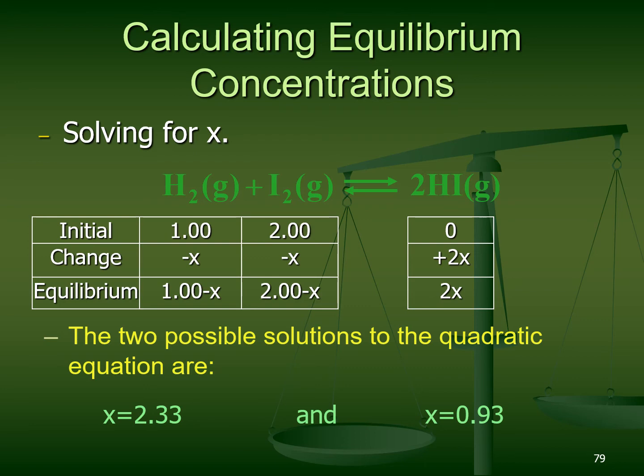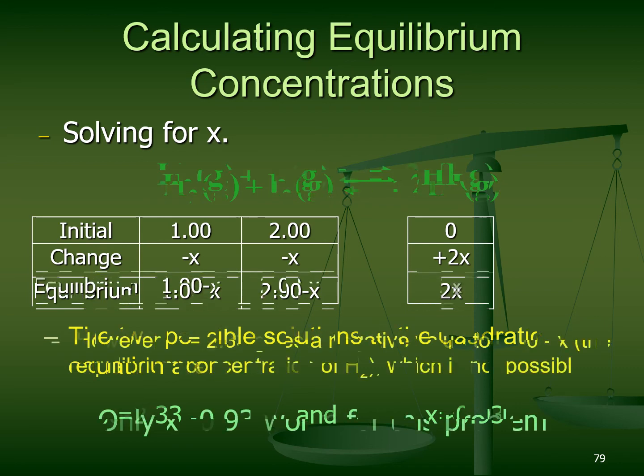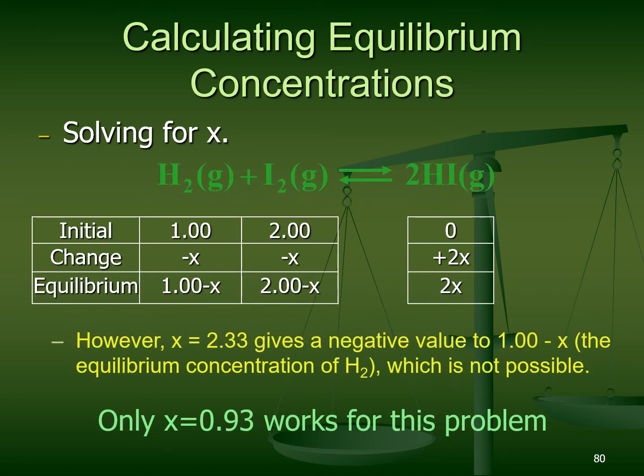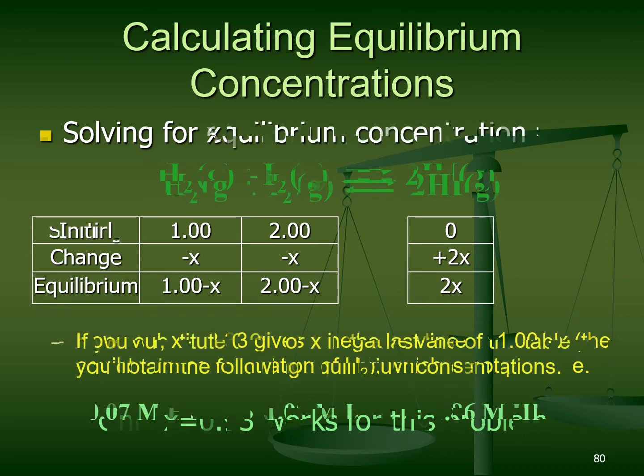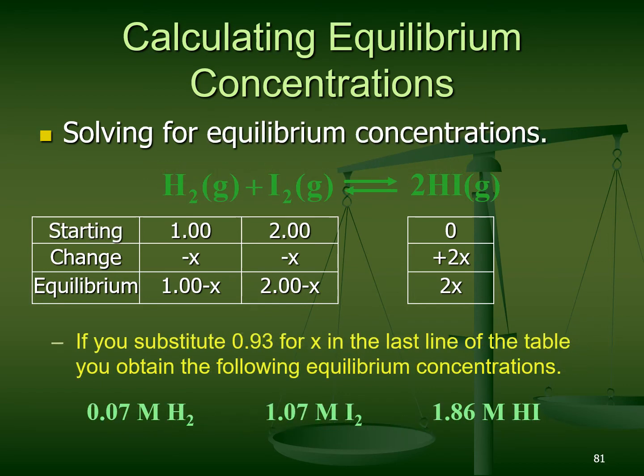So now we can plug that 0.93 back into our equilibrium expression, and we find out that 1 minus 0.93, oh, there we go, 0.93 works. So again, we plug that in, and 1 minus 0.93 gives us 0.07 H2. 2 minus 0.93 gives us 1.07 of I2, and then 2 times 0.93 gives us 1.86.